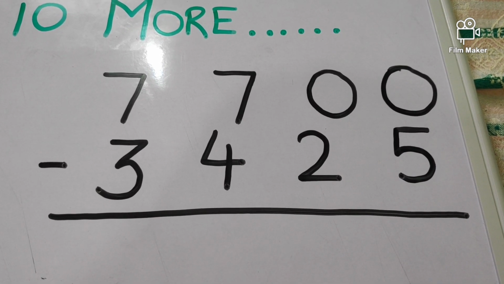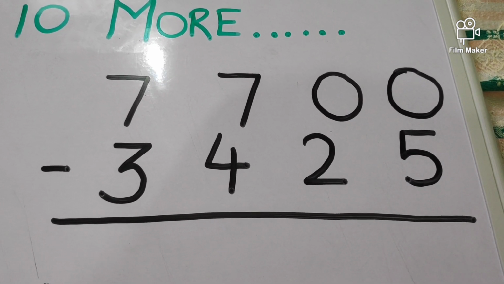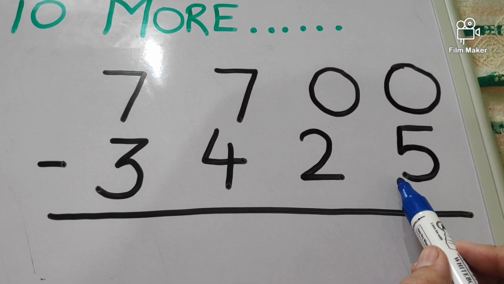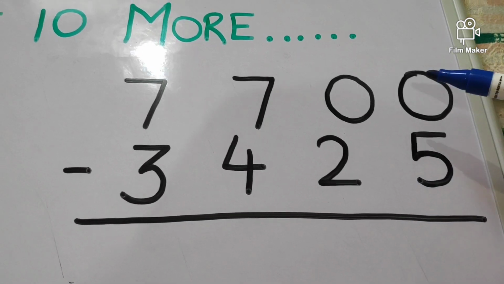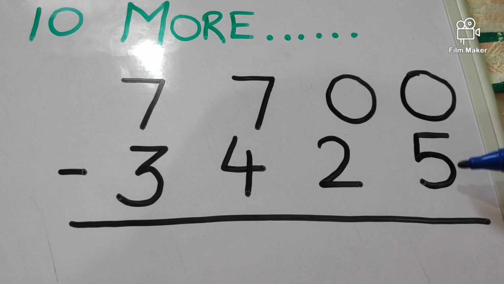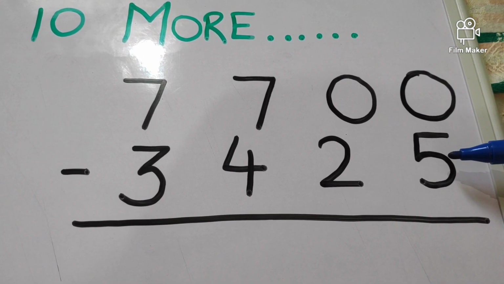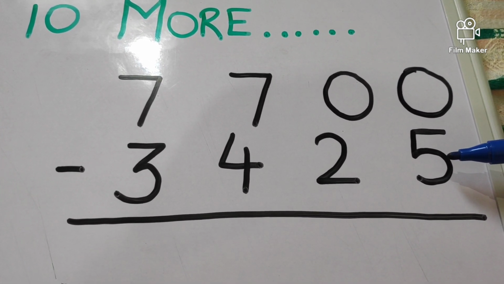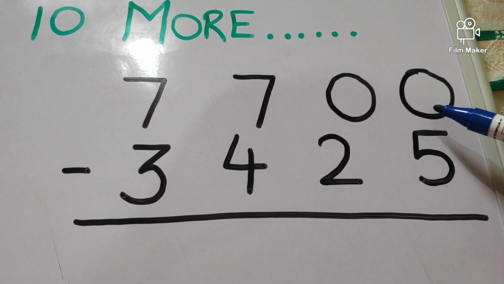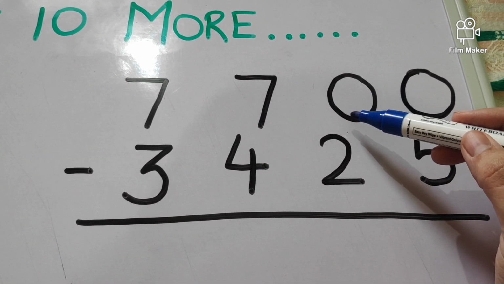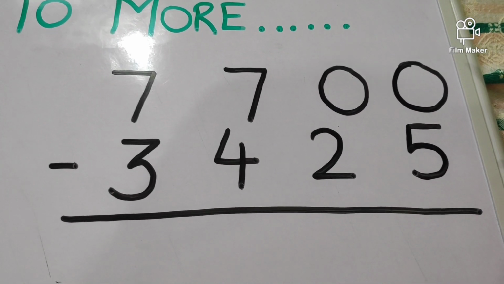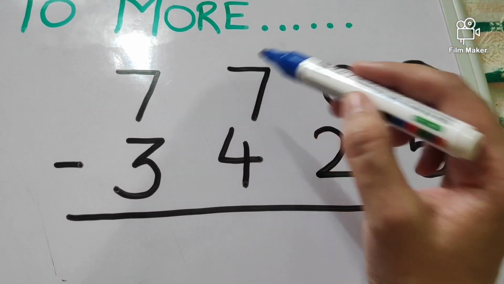Now here the question is 7,700 minus 3,425. Alright. Okay, so let's start from the ones side. 0 minus 5, children. So 0 is smaller than 5. You can't subtract 5 from 0. Alright, so you have to borrow. But see, the borrowing neighbor is also having 0, children. So what are we going to do? We are going to the next neighbor.